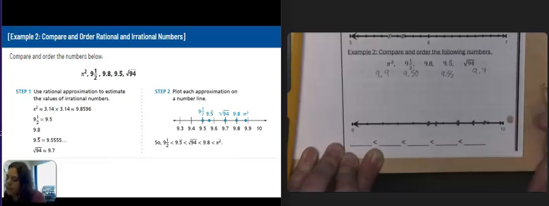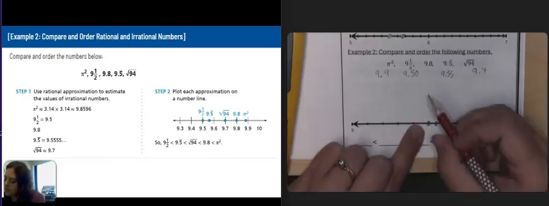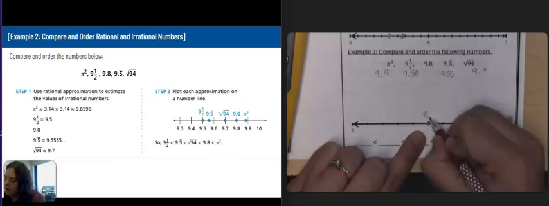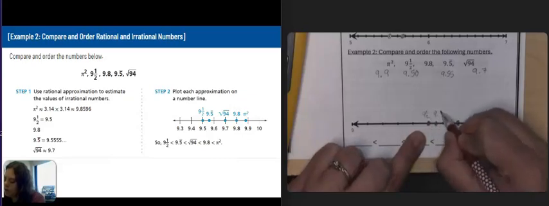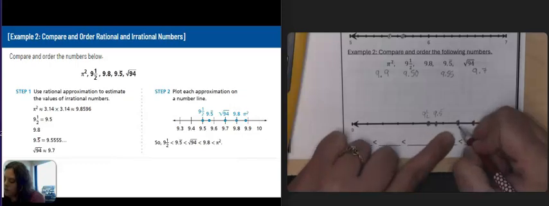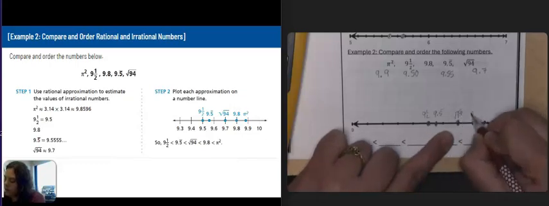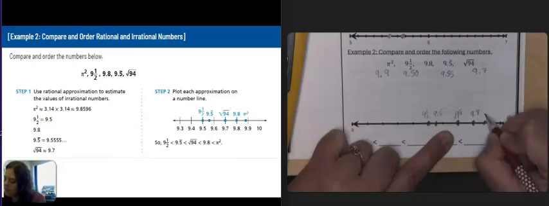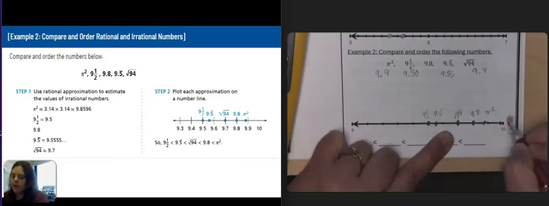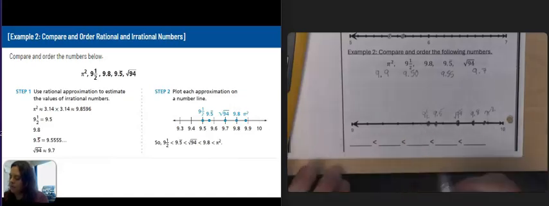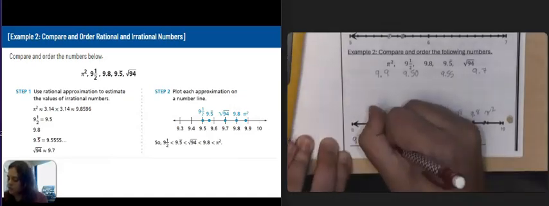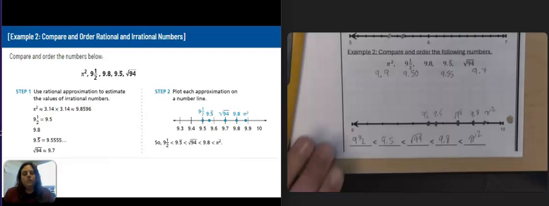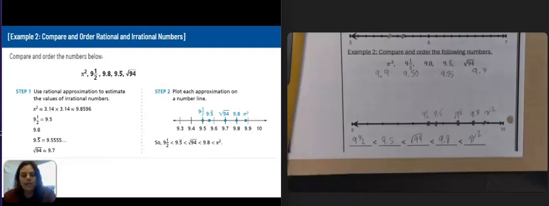And now we can label it. This one was 9 1/2. Then we had 9.5 repeating. Then we have the square root of 94. We have 9.8. And we have pi squared. Now we just look at that top to fill in our blanks. So you see, now we can write those in order from least to greatest.